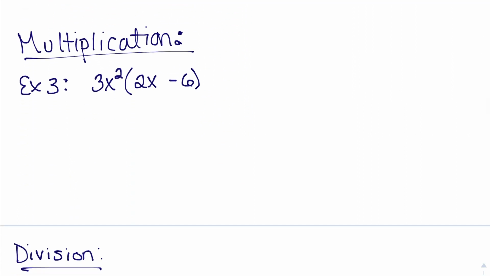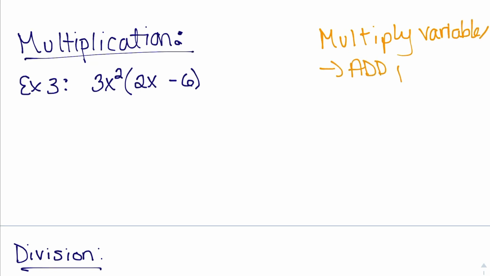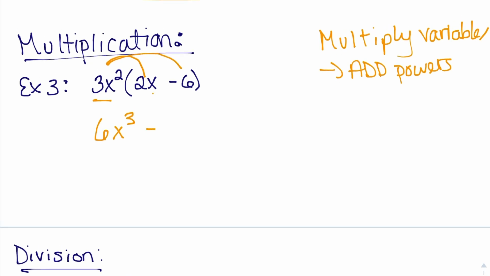Now let's look into some multiplication. So when I multiply, if you remember, my exponents are going to change. If you recall, when we multiply powers, or multiply variables, excuse me, we're going to add our powers. So 3x squared, when I distribute that, 3x squared times 2x is 6x to the third. And then 3x squared times 6 is negative 18x squared.